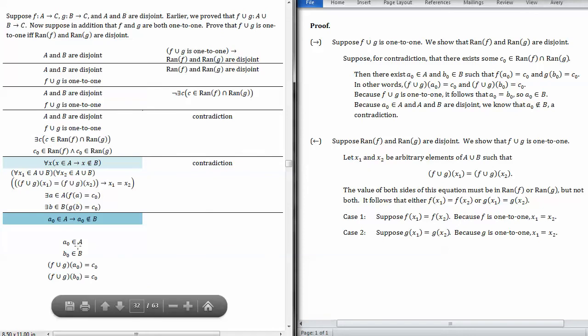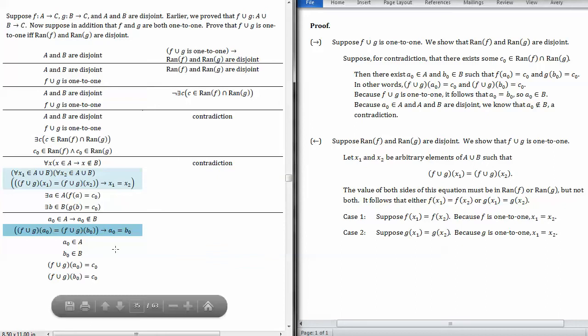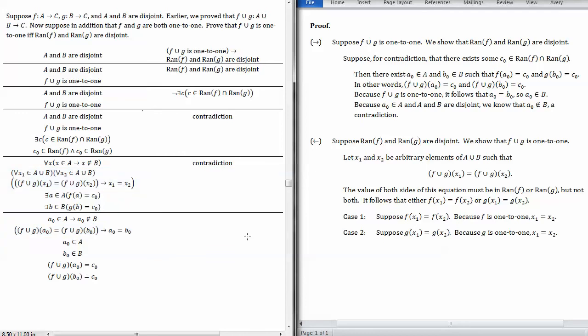And now that we have an a naught in the set A, we can do a universal instantiation there to get this, which remember came from the fact that A and B are disjoint. And another universal instantiation on a naught and b naught, which both are in A union B, right? So we get that, which was from f union g being a one-to-one function. And okay, the disjoint thing gives us that, well, if a naught is in A, then it cannot be in B.